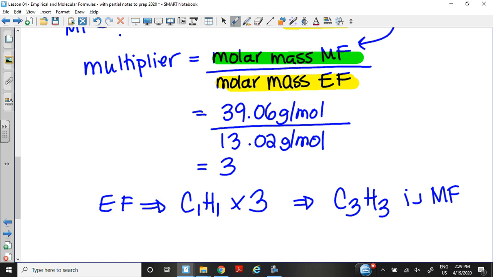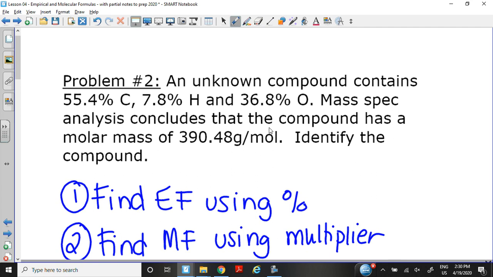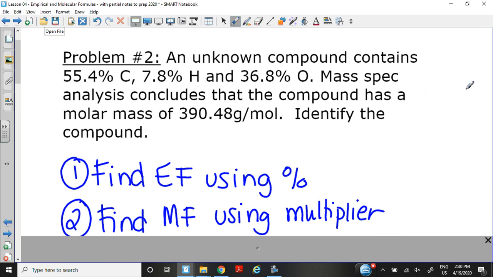Now, there's one more type of problem you can run into that's a little bit harder. And there's 2 steps that you need to do here. So, I've already written them down to give you a hint, but we're going to walk through these problems together. It says an unknown compound contains 55.4% carbon, 7.8% hydrogen, and 36.8% oxygen. Mass spectrometer analysis concludes that the compound has a molar mass of 390.48 grams per mole, and you want to identify the compound.